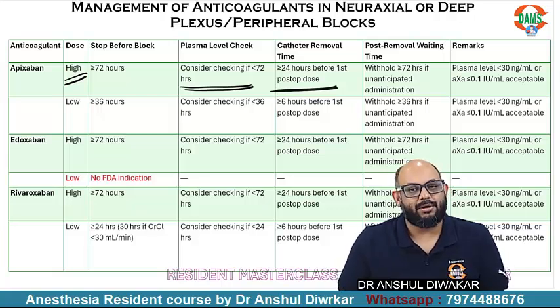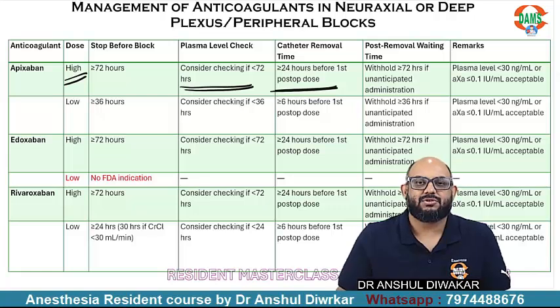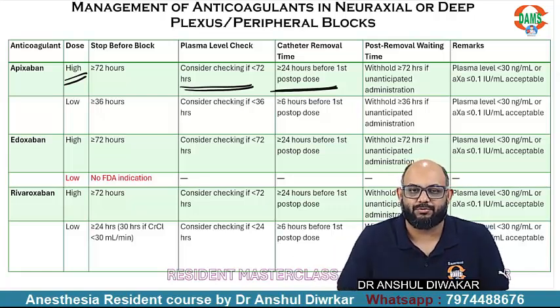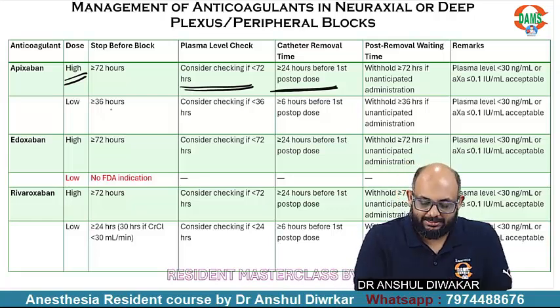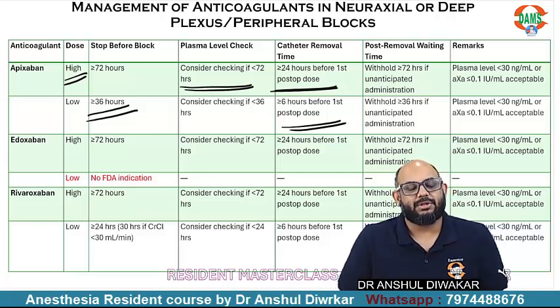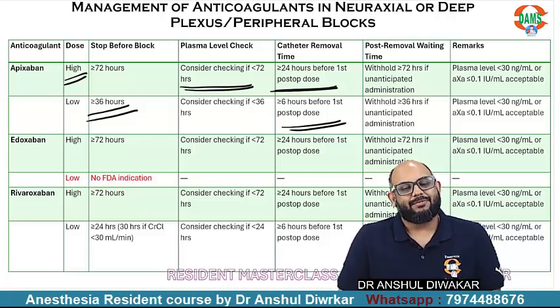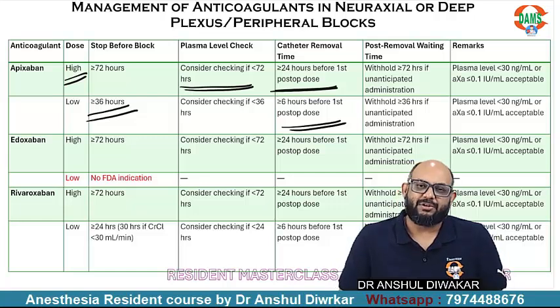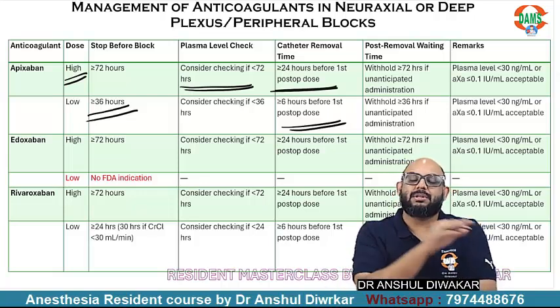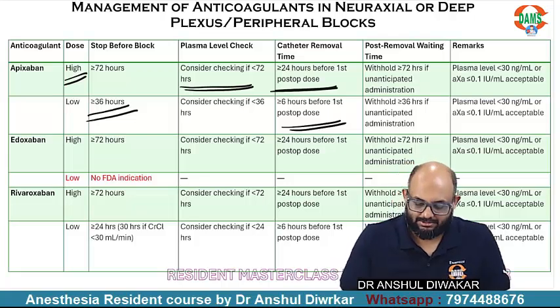Understood? 72 hours, 24 hours. What you have to remember are 2 figures. Apixaban, high dose: 72 hours of stopping before the surgery, 24 hours to wait after catheter removal. But if it is low dose, then 36 and 6. So stop for 36 or more hours. Check the level only if less than 36. After catheter removal, the next dose is after more than 6 hours. And if there is unanticipated administration, then you withhold the next dose for more than 36 hours.